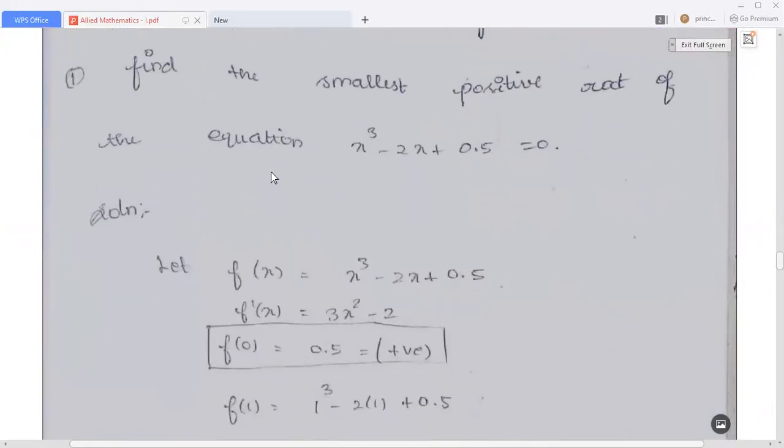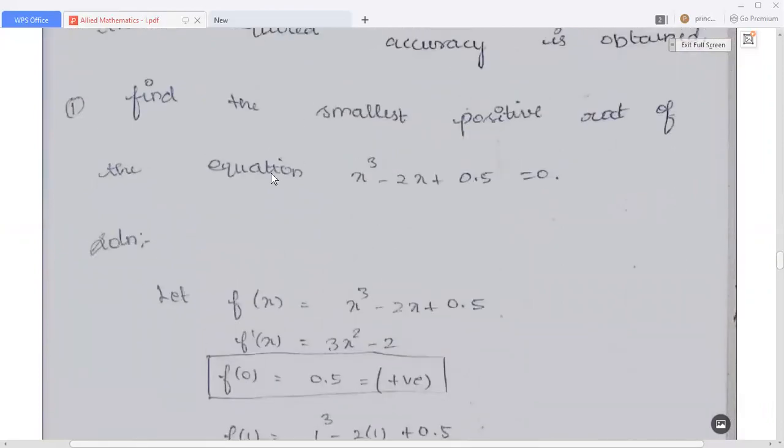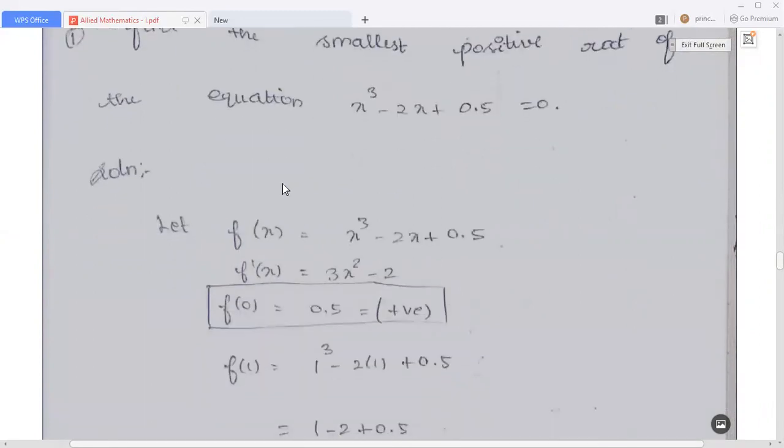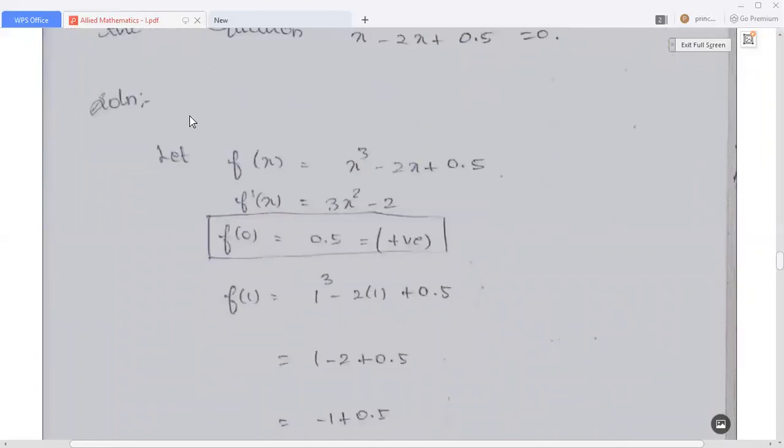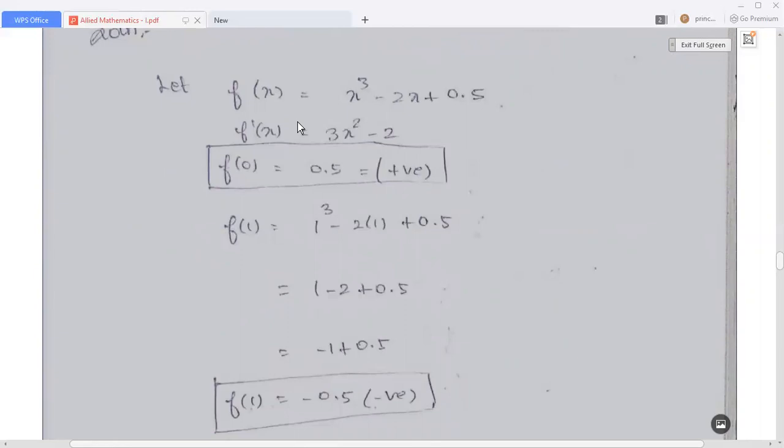Now, based on that formula, Newton's method, we are going to solve the following problem. Problem number 1: find the smallest positive root of the equation x cube minus 2x plus 0.5 equal to 0. We write the solution. First of all, we take this equation as f of x. So f of x equal to x cube minus 2x plus 0.5. Now we are going to find the location of the root. That means in which interval the root lies, that we are going to find out.